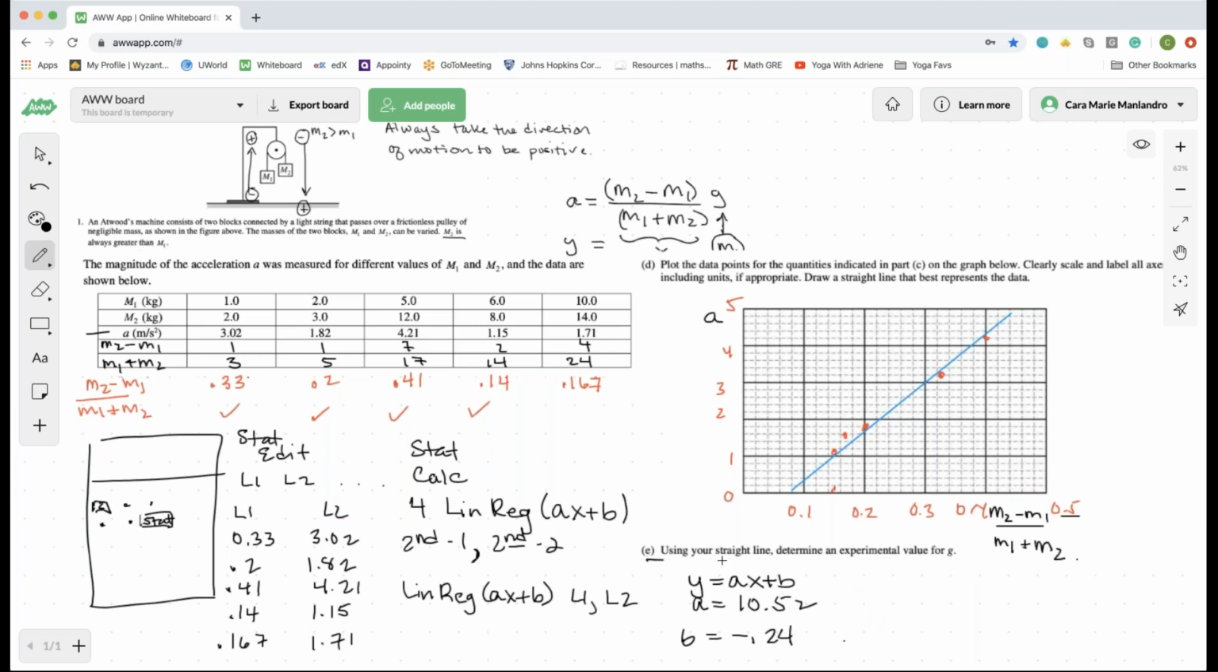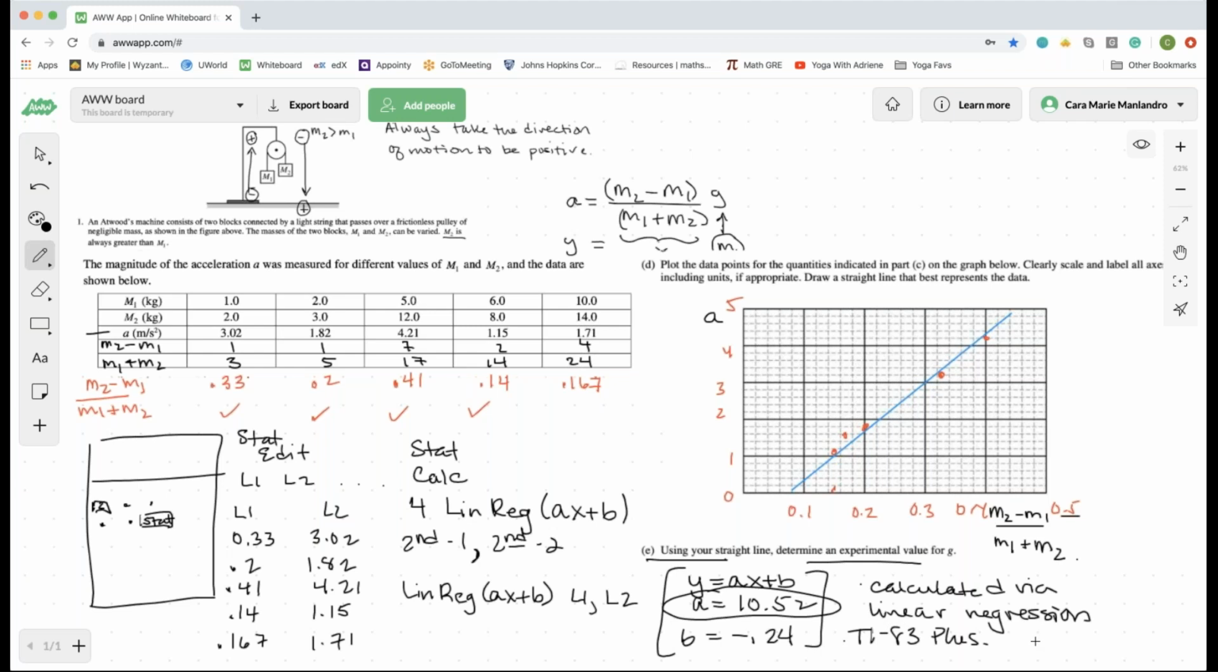So then, using your straight line, determine an experimental value for g. We just found it. What you would have to write is that it was calculated via linear regression, and then write your calculator. I have a TI-83 Plus. You would write this down and then just say g is equal to the slope, which is 10.5 meters per second squared, and don't forget your units. That would give you full credit.